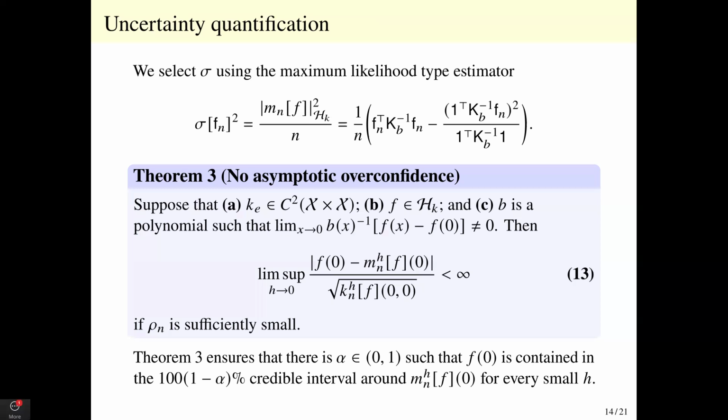So what this is now saying is that if this ratio is finite as h goes to zero, that means that the standard deviation does not blow up faster than the true error, which means that there is some confidence level for which eventually the true quantity of interest will be contained in the corresponding confidence interval. It's a rather weak statement, but at least it says that under certain assumptions, your method is not going to be catastrophically overconfident.